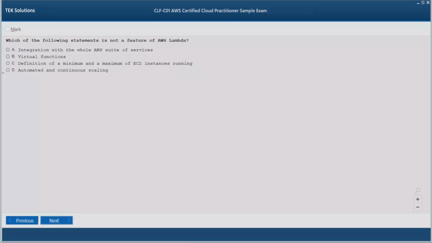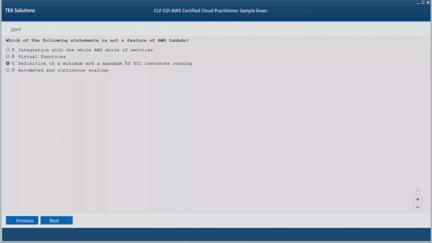C, definition of minimum and maximum of EC2 instances running, and this looks like the correct answer here. We don't know how many EC2 instances are running behind, whether the minimum will run or the maximum will run. As a user, we don't know anything about it. This is the correct answer, because we have to find the statement which is not a feature of AWS Lambda. Let's see the next one.